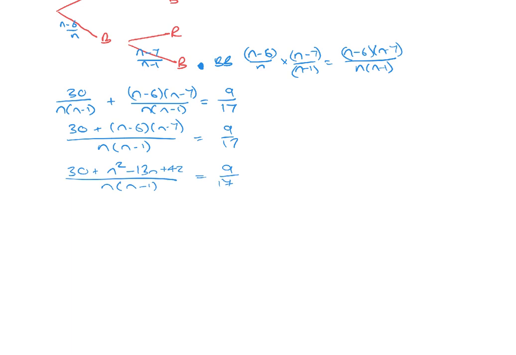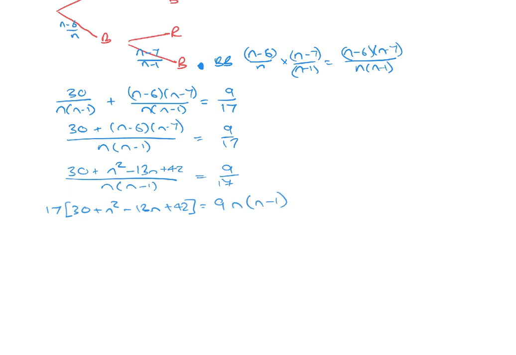And then I'm going to multiply by both denominators, so to get rid of the fraction. So multiply both sides by 17, both sides by n minus 1. So basically the 17 comes up here and the n minus 1 comes up here. So I have 17 multiplied by the whole of 30 plus n squared minus 13n plus 42 equals 9 times (n minus 1). So now I don't have my fraction.